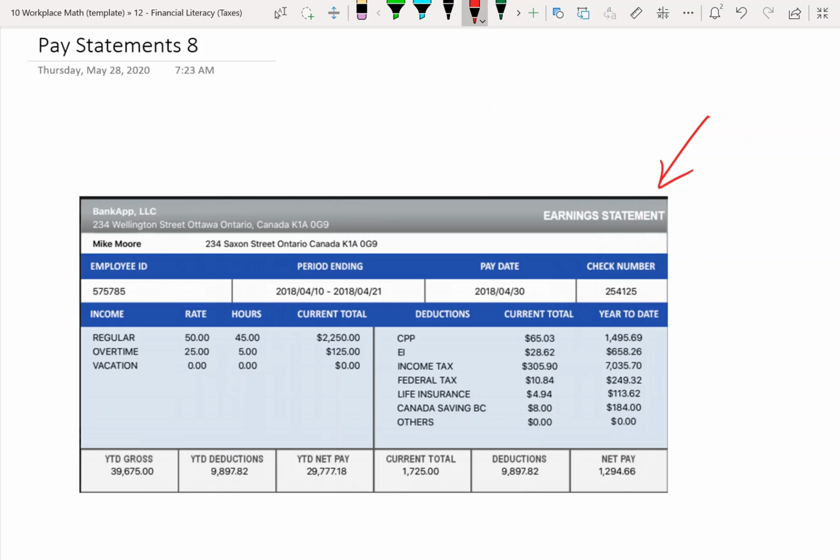So I just want to walk through some of the details that are included on it just so you can read it. Because when I look at this, it looks pretty complicated. There's a lot of numbers and there's a lot of stuff and there's a lot of acronyms. So I just want to go over this stuff so you can read it.